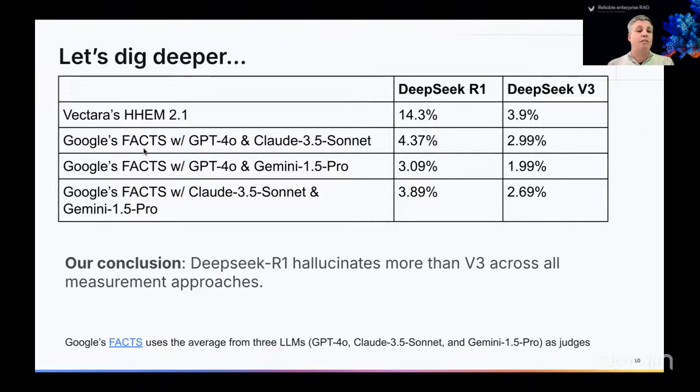But we also looked at Google's newly released hallucination detection leaderboard called FACTS, and it uses an LLM, not a model like that. Even just to validate, we saw that even with their approach, which has some criticism, it's again consistently higher with 3 different techniques that can be applied there. So the conclusion is that yes, R1 hallucinates more than the V3 across all the measurement approaches, as you can see here.